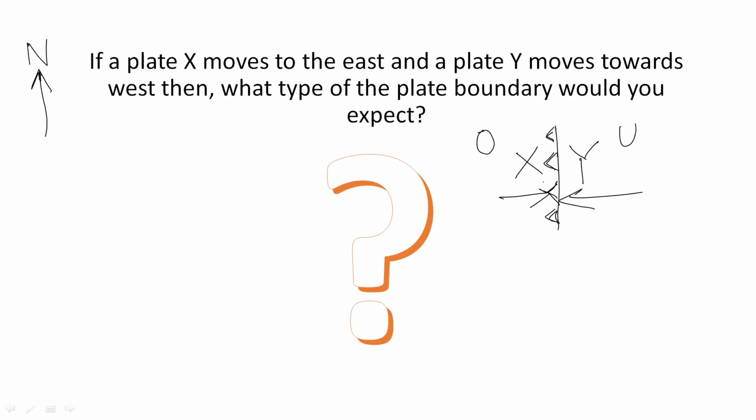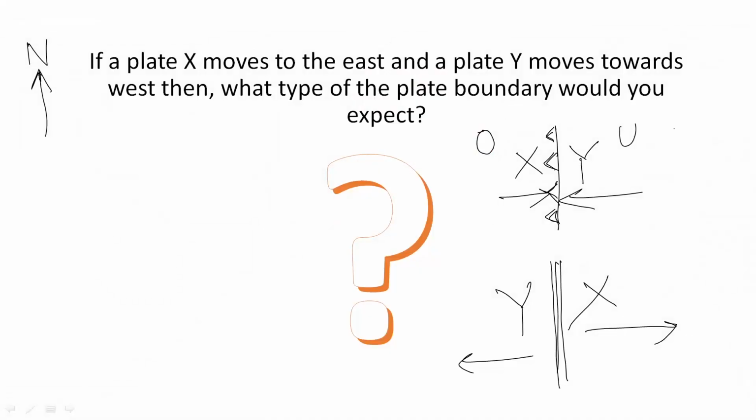Now, if I change this scenario with the same orientation, but now I am putting Y here and X on the right side. But again, if I apply the assumption that X is moving towards east and Y is moving towards west, what will this give you? Y and X are moving away from each other. So, definitely you will get a divergent plate boundary, where the plates are diverging from one another. They are not converging like the earlier example.